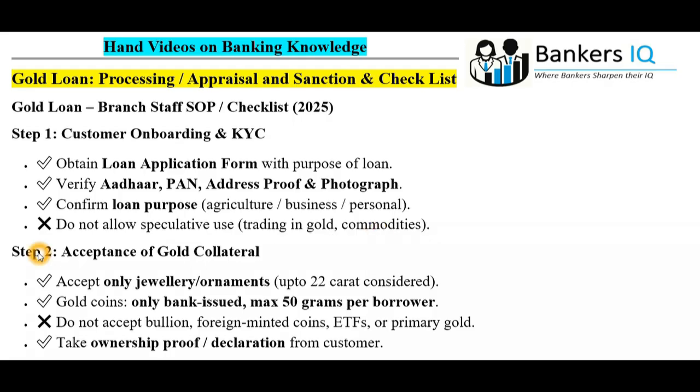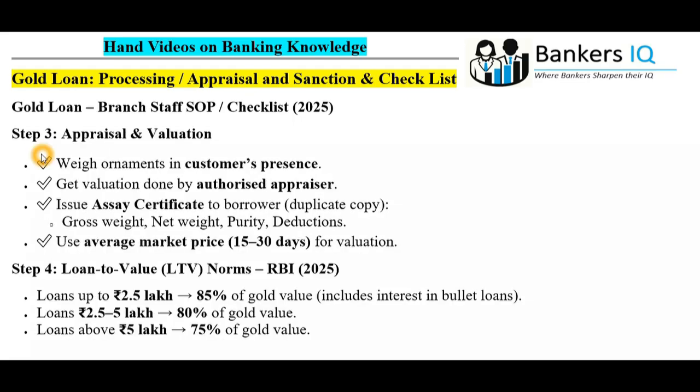The second step is acceptance of gold collateral. Accept only jewelry or ornaments up to 22 carat. Gold coins only: bank issued, maximum 50 grams per borrower. Bank issued gold coins are acceptable. Don't accept bullion, foreign minted coins, ETFs or primary gold. Take an ownership proof declaration from the customer.